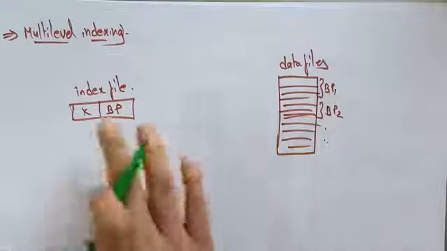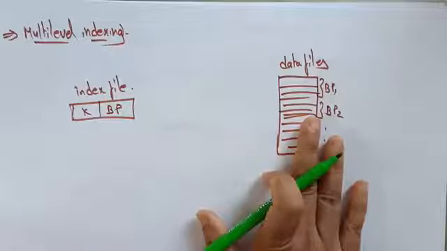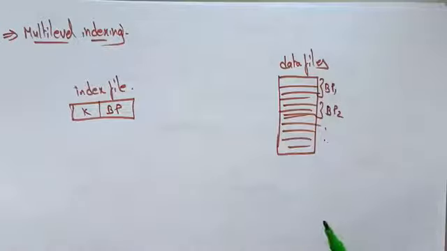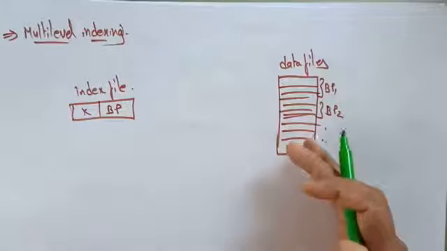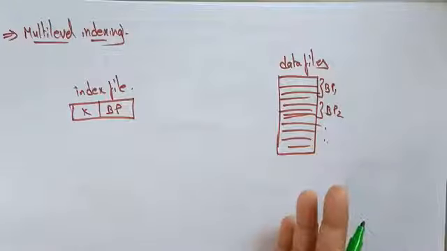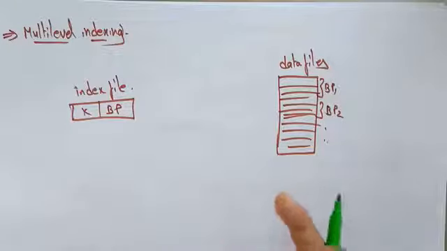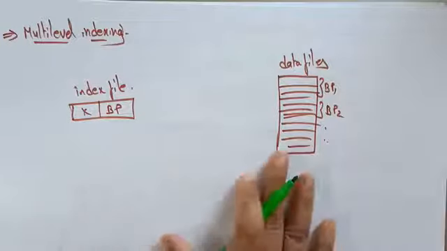If we directly communicate from the index file to the data file, that is single level indexing, but it takes a lot of time to communicate directly from the index file to the data file. Every time it goes to the secondary memory and gets the data, it takes a lot of time. Cost will be more, time taken will be more, everything is more. That's why we are using multi-level indexing.